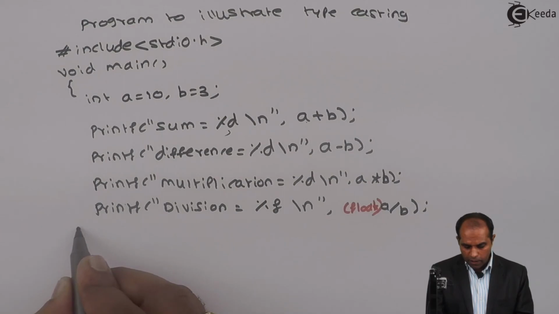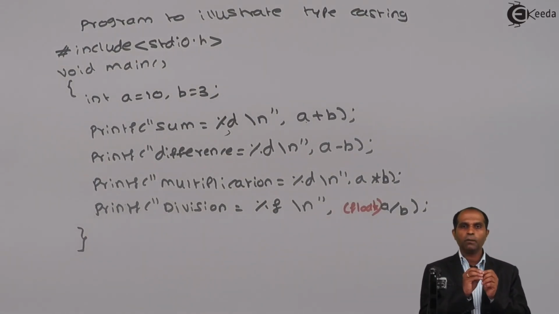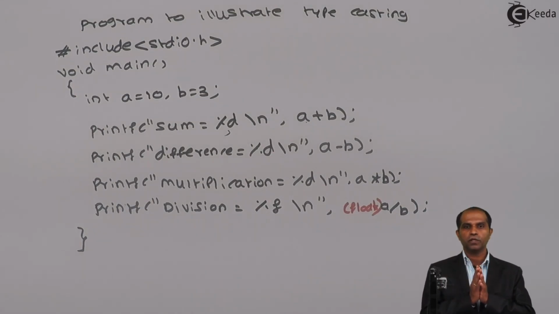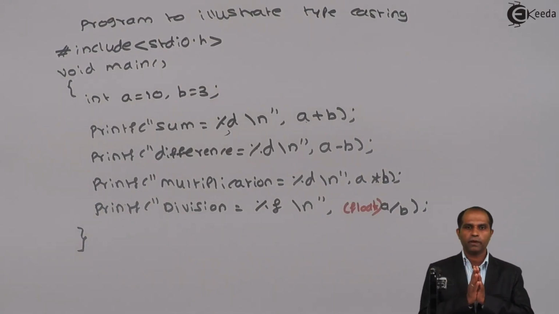So a typecasting can be done manually by the programmer, which can be applied to any one variable of your choice. So in this, if you wish, you can do the typecasting to a numerator value, or you can do it for a denominator value also.